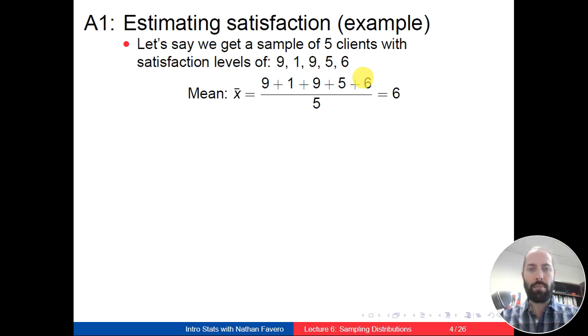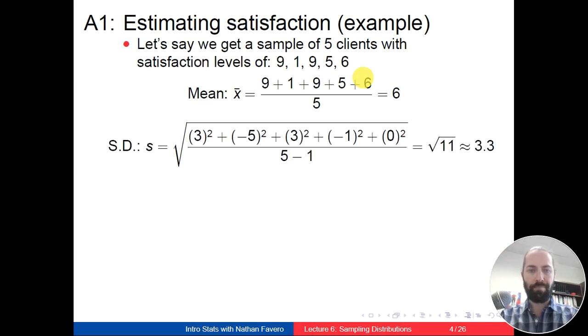We can calculate the mean. We see that the average is a 6, average satisfaction in our sample. Remember, we're trying to figure out what is the average satisfaction in the population among all clients. We're making a guess based on these 5 clients we've gotten a chance to talk to. Their average satisfaction is a 6.